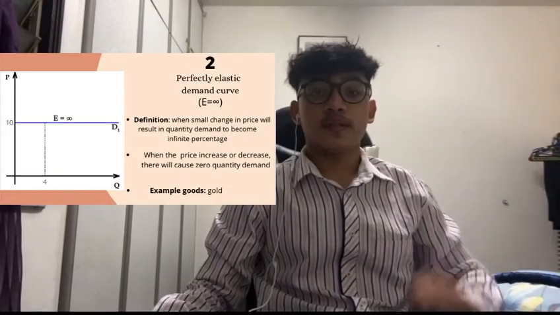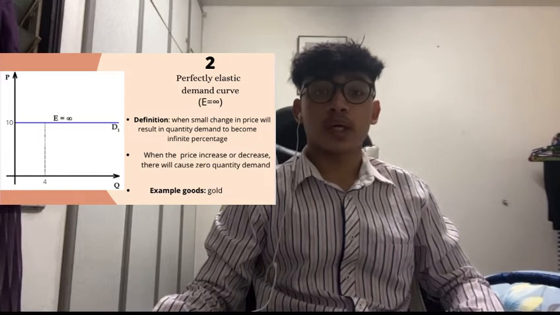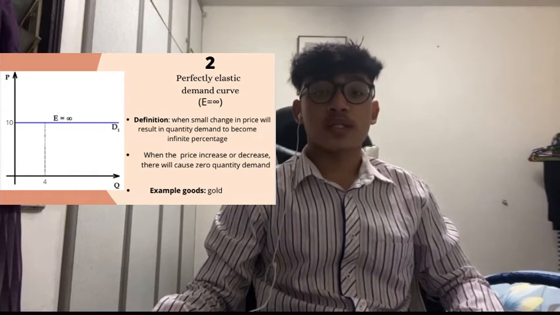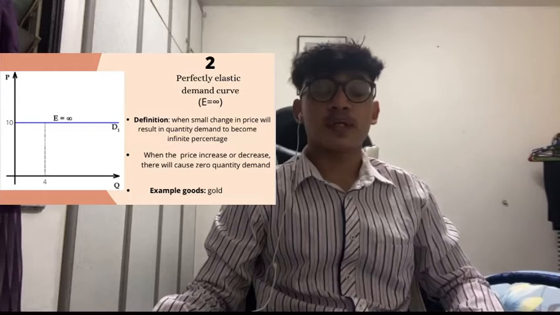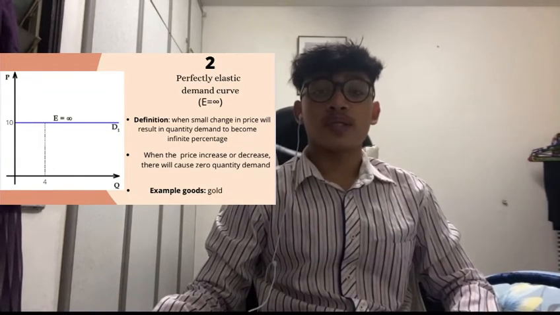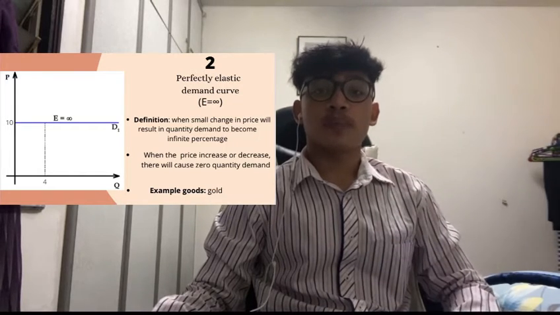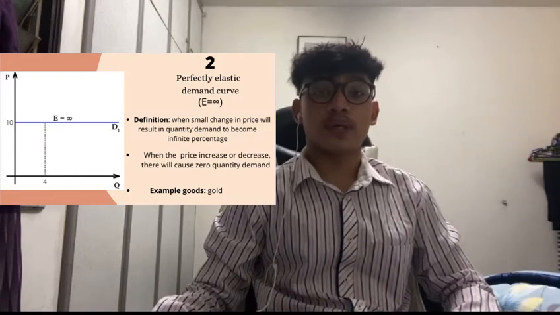The second is the perfectly elastic demand curve. It is a situation where a small change in price will result in the quantity demanded becoming an infinite percentage. An example of a perfectly elastic demand curve is gold. Based on this diagram, when the price is at 10 ringgit, the quantity demanded will be 4 units. When the price increases or decreases, there will be 0 quantity demanded.